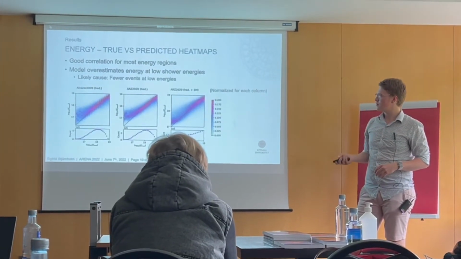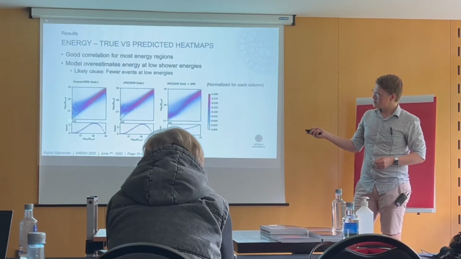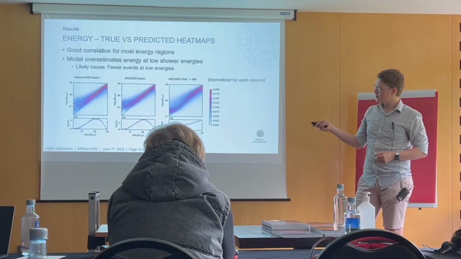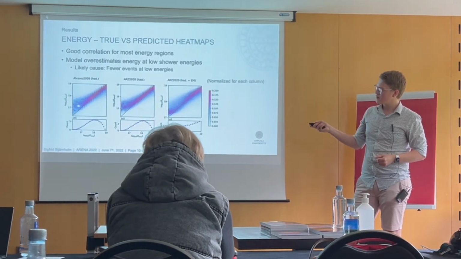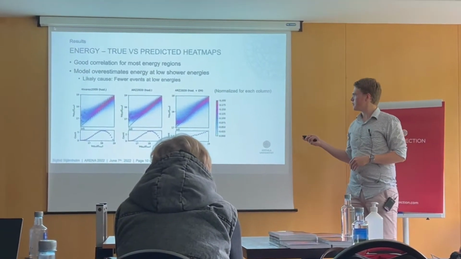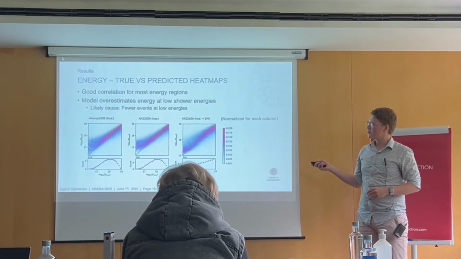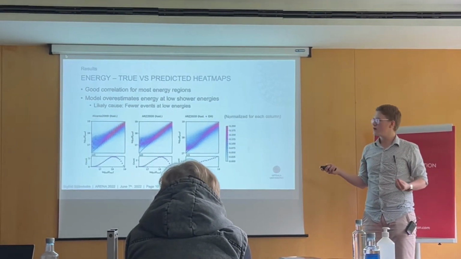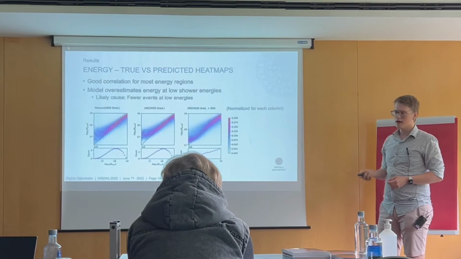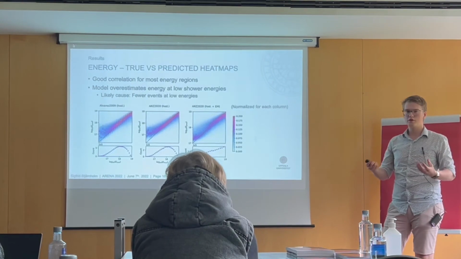It's more interesting to look at these heat maps, where on the y-axis it's the predicted energy, and on the x-axis it's the true energy. You can see that for low true energies, we are predicting a bit too high of an energy. That's why there's this skewed tail here. This means we have a good correlation for most regions, but at lower energies it's not working quite as well. The cause of this might be that we have fewer events at lower energies. So again, we think we can improve this by just increasing the amount of events.